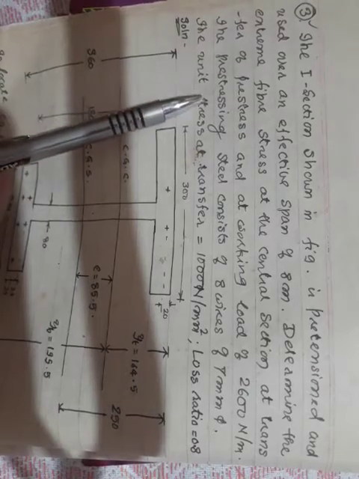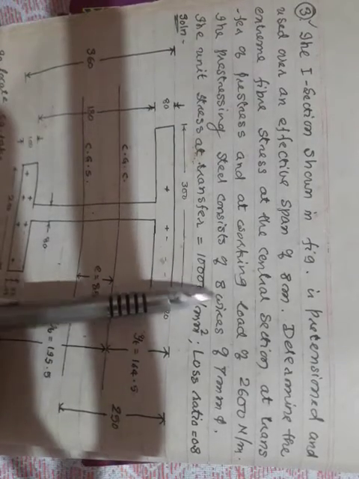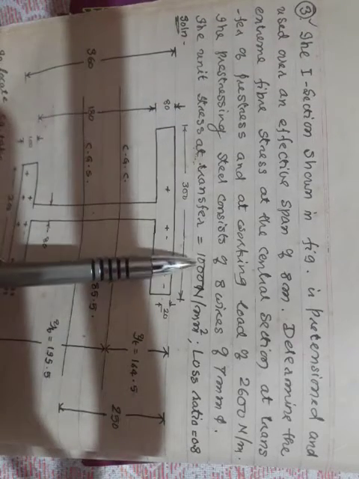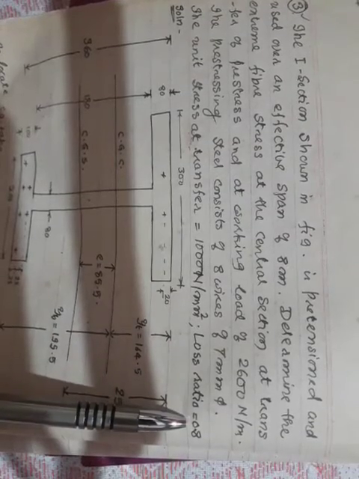The pre-stressing steel consists of 8 wires of 7 mm diameter. The unit stress at transfer is 1000 Newton per mm square. And the loss ratio, he says, is 0.8.